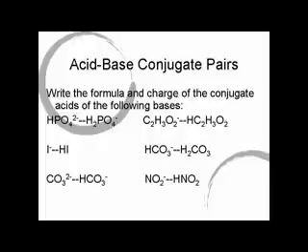For the carbonate ion, CO3 2 negative, its conjugate acid is the bicarbonate or hydrogen carbonate ion, HCO3 1 minus. The acetate ion, C2H3O2 1 minus, its conjugate acid is acetic acid, also known as ethanoic acid, HC2H3O2. For the hydrogen carbonate ion, HCO3 1 minus, its conjugate acid is carbonic acid, H2CO3. And finally, for the nitrite ion, NO2 1 minus, the conjugate acid is HNO2, which is known as nitrous acid. How'd you do?